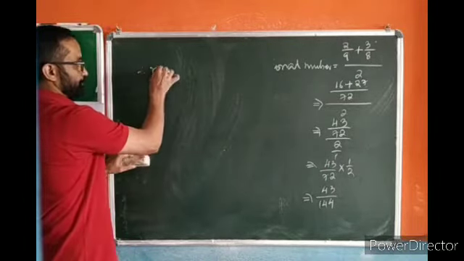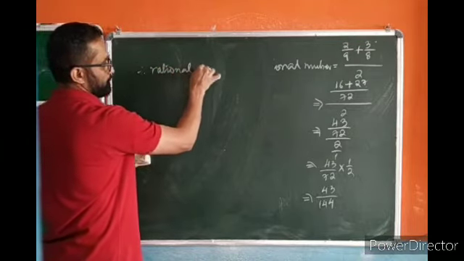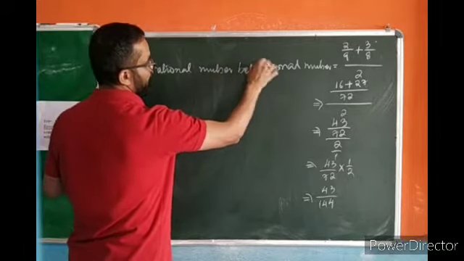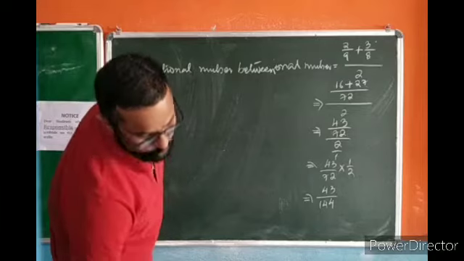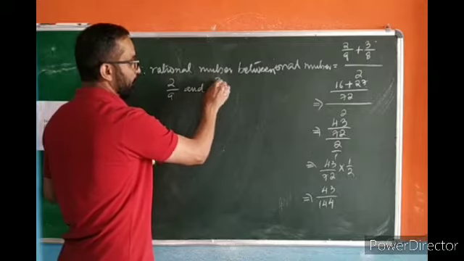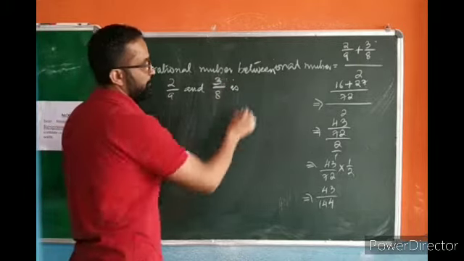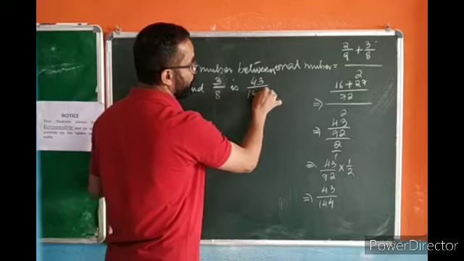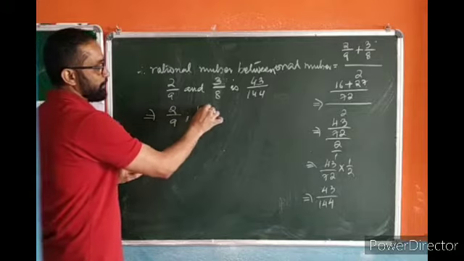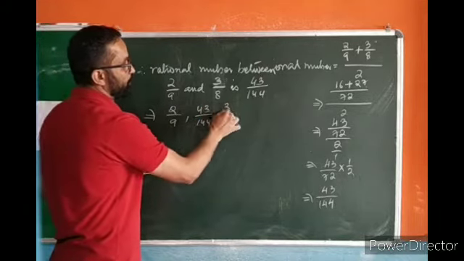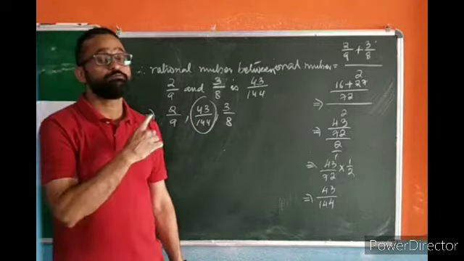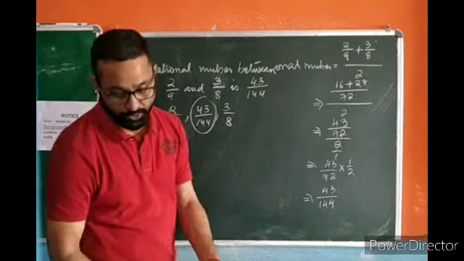Therefore, the rational number between 2 by 9 and 3 by 8, as given in the question, is 43 divided by 144. So it is 2 by 9, comma 43 by 144, comma 3 by 8. We have inserted a rational number between two given rational numbers.